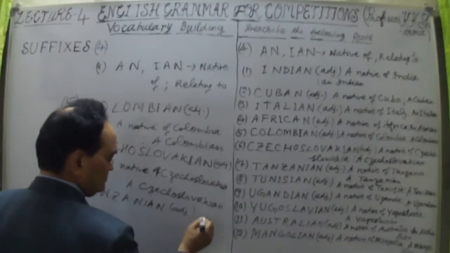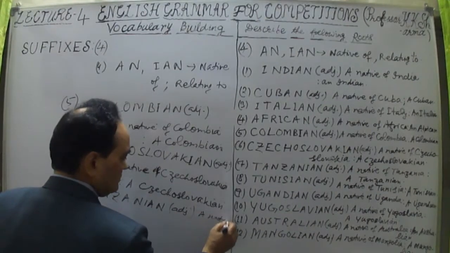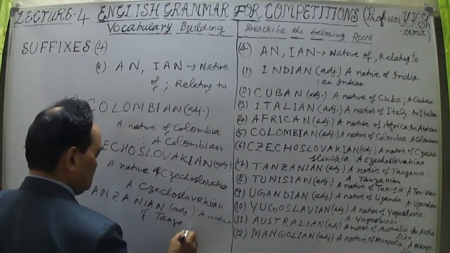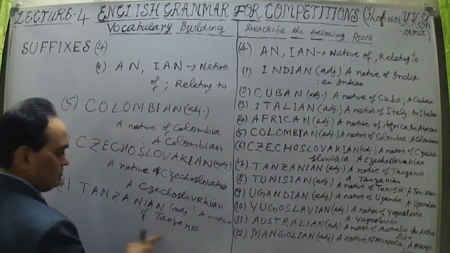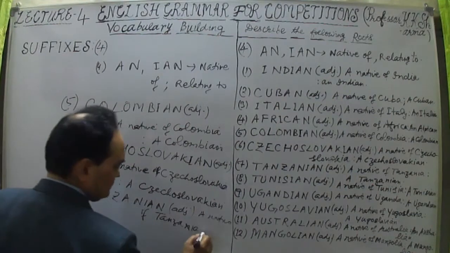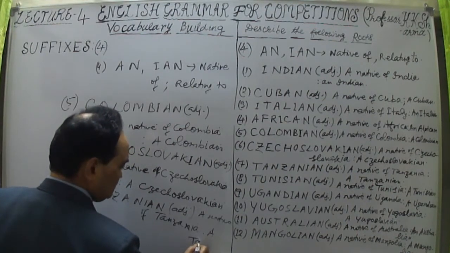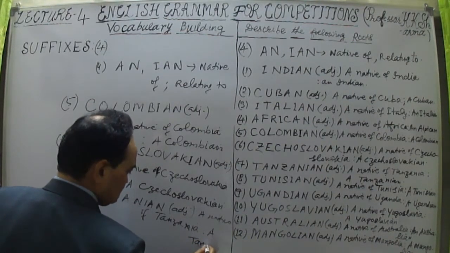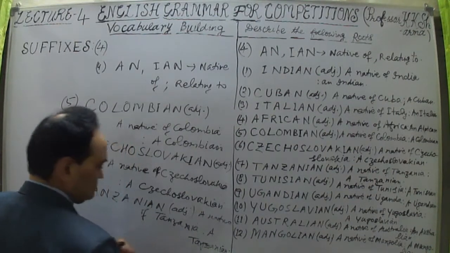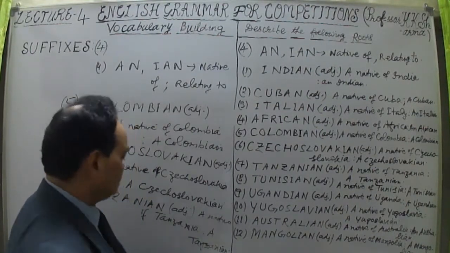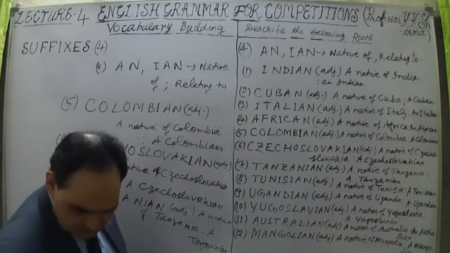Tanzanian, a native of Tanzania. All right. This is a Tanzanian. We say a Tanzanian. T-A-N-Z-A-N-I-A-N, a Tanzanian. The native of that country, Tanzania, is known as Tanzanian. So a Tanzanian, right? This is the seventh word we have talked about.